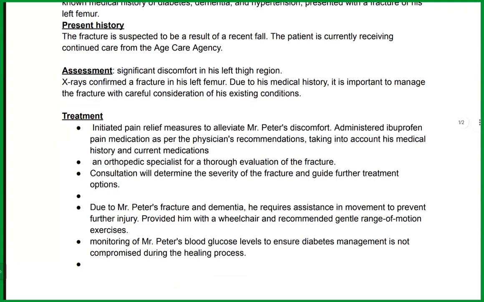After that, the assessment will be there. That is, during the admission or during our consultation, maybe the doctor or you have done some kind of assessment. So the result of the assessment findings: significant discomfort in his left thigh region. X-ray has been done, which confirmed a fracture in his left femur. Due to his medical history, it is important to manage the fracture with careful consideration of his existing conditions.